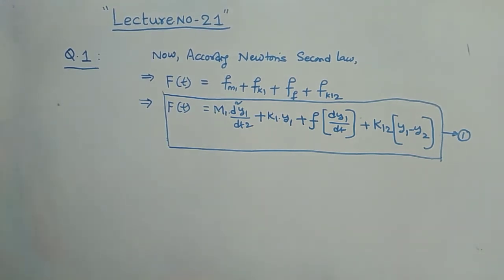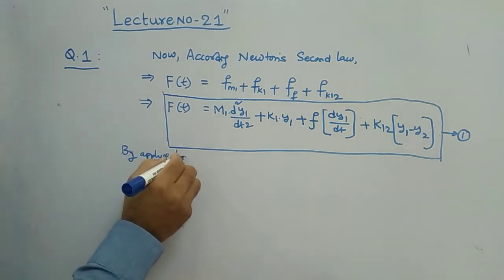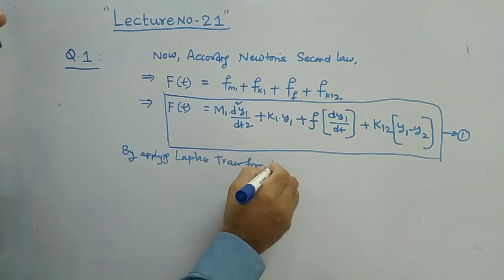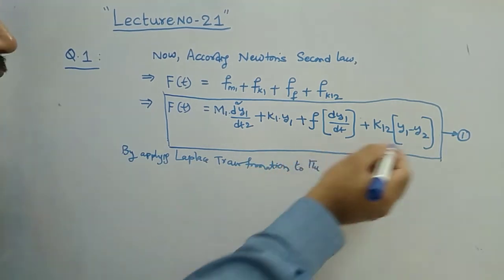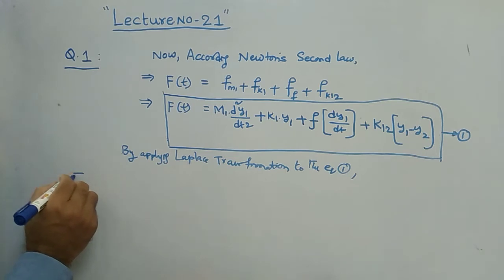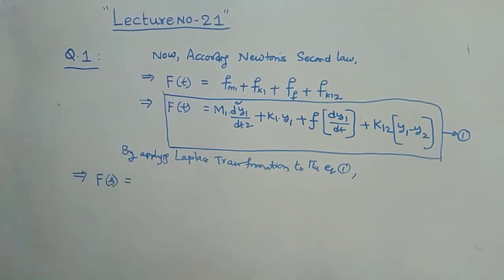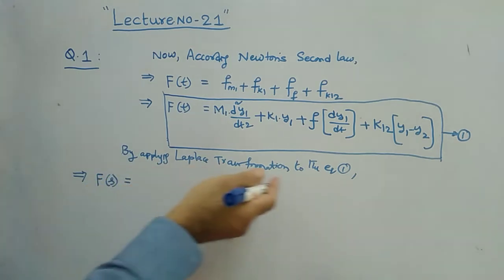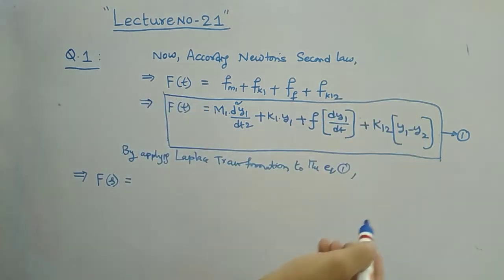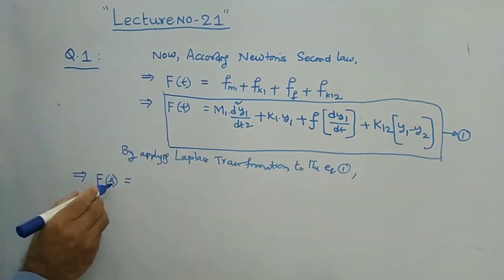By applying Laplace transformation to the above equation 1, how would it be? This implies f of t is equal to capital F of s. By applying Laplace transformation, you just write L of f of t. That we already explained, so I want to move a little bit quick. Therefore, after application, f of t becomes F of s. Then how would it be?